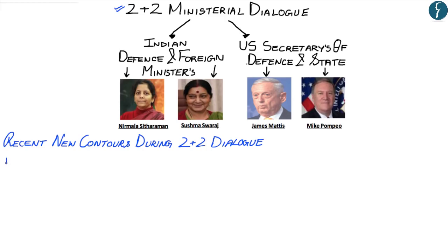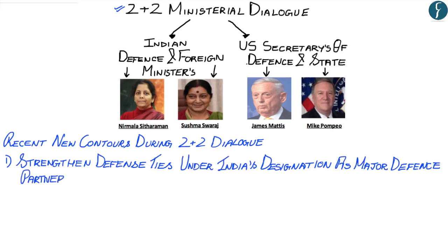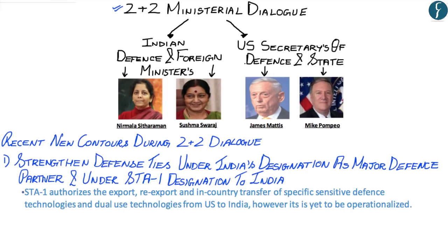Now, the first news that has emerged from the 2+2 dialogue is that both India and the United States would strengthen their defense ties, under India's designation as a major defense partner, and under the recent designation of STA-1 that has been given by the United States to India.